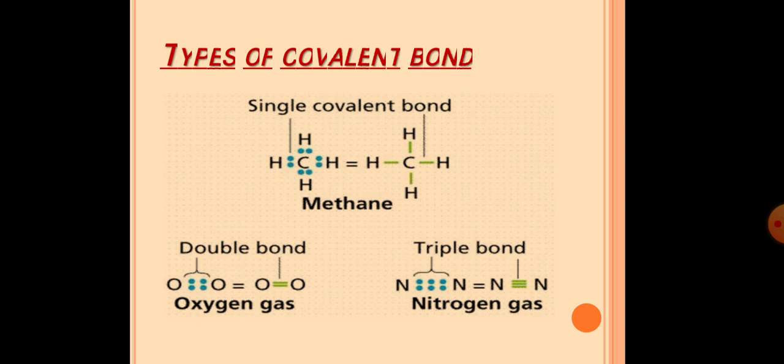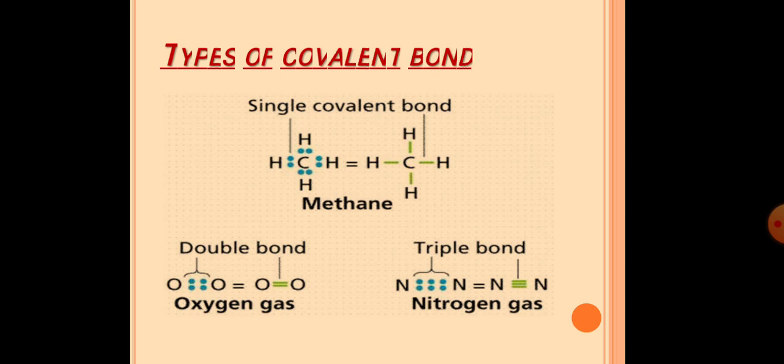When a bond is formed between 2 oxygen atoms to form an oxygen molecule, a double bond is formed. Why is a double bond formed? A double bond is formed because 2 pairs of electrons are shared.